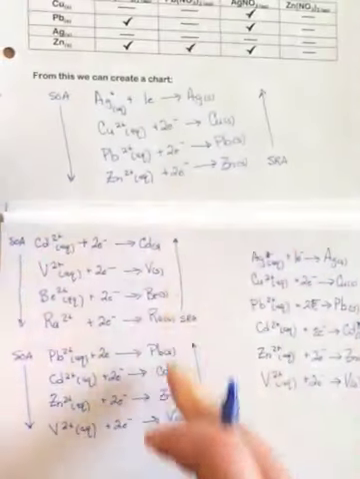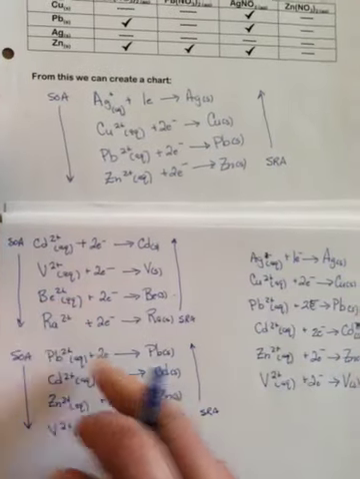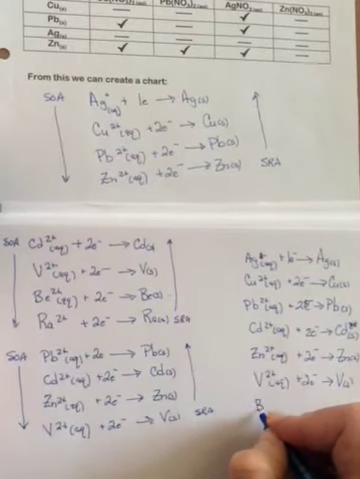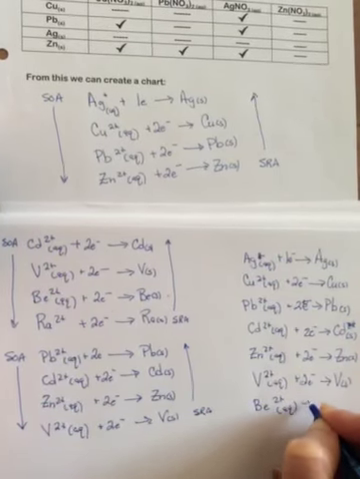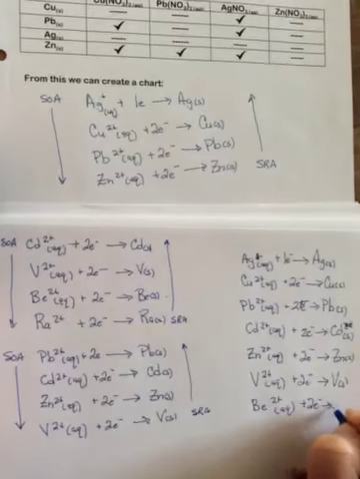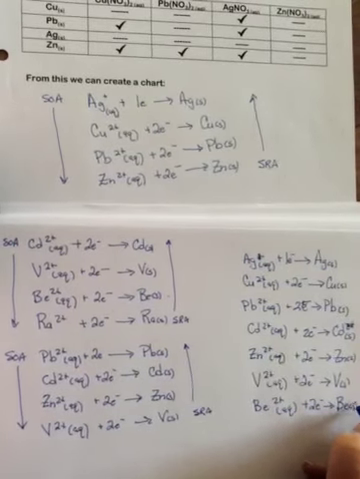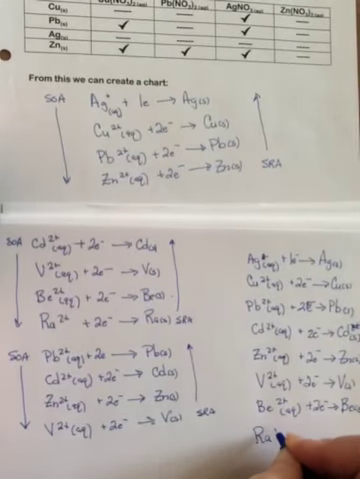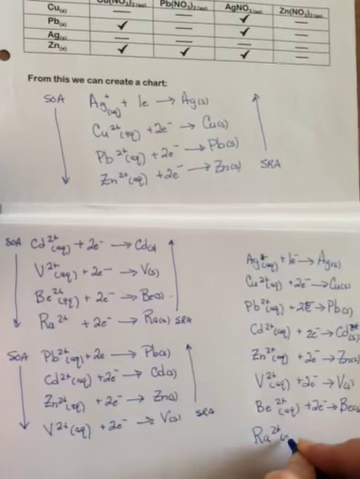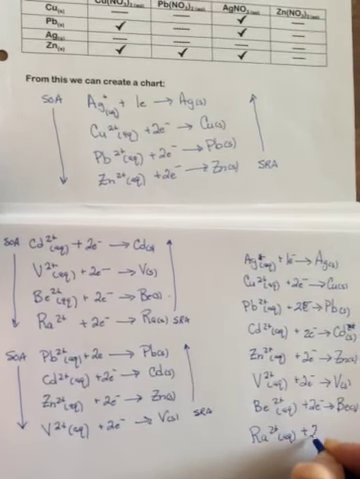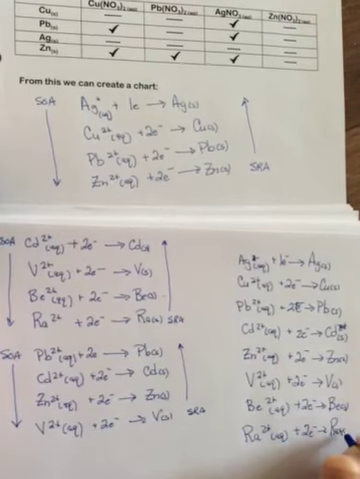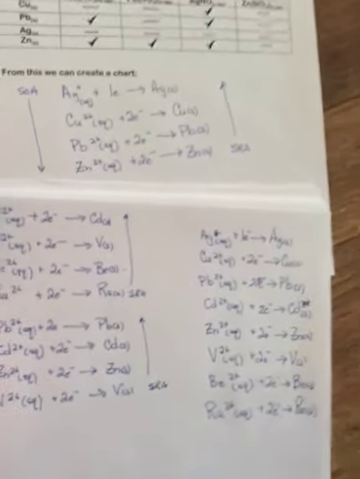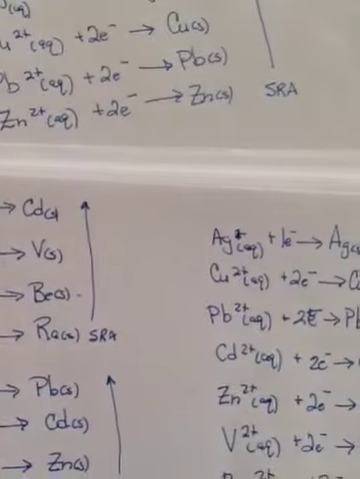We've now used everything on the first table and everything on the third table, so the last two must be exactly the way they're listed on the second table. Beryllium: Be2+ plus 2 electrons going to Be solid, and then Ra2+ aqueous plus 2 electrons going to Ra solid. We now have our full table.